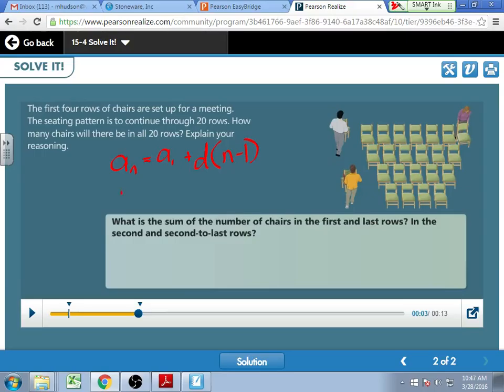So a sub 20 would be my 4 chairs in the first row, plus my difference of 1. That happens 19 times to get me to row 20. So it's really just 4 plus 19, so 23. Okay, but that's still not my answer. What I'm wondering is how many total chairs I have to have. So I could do 4 plus 5 plus 6 plus 7 plus 8 plus 9 and so on. I'd get really annoyed, but it'd be fun. Anyone know an easier way?